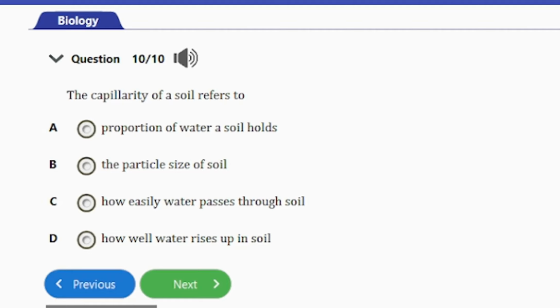Question number 10, it says, the capillarity of a soil refers to A, proportion of water soil holds, B, the size of the soil, C, how easily water passes through the soil, D, how well water rises up in the soil. The answer to this question is option D, that's how well water rises up in the soil. And this is where we end this video for today.